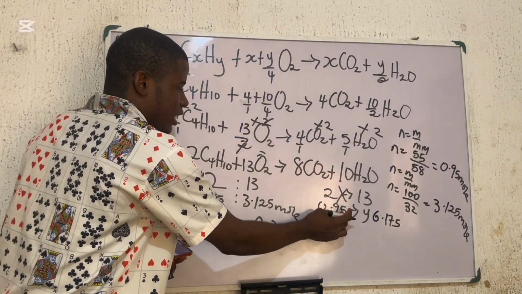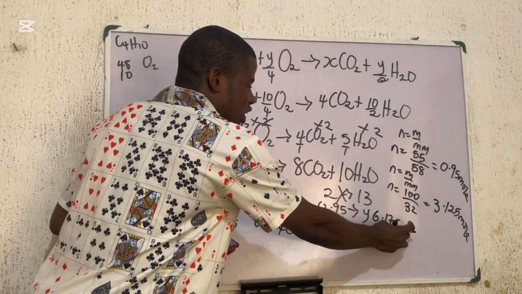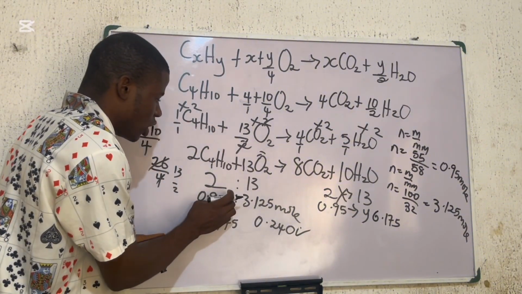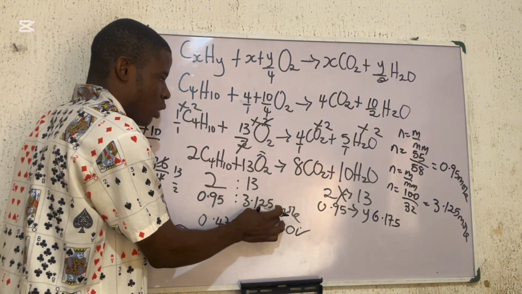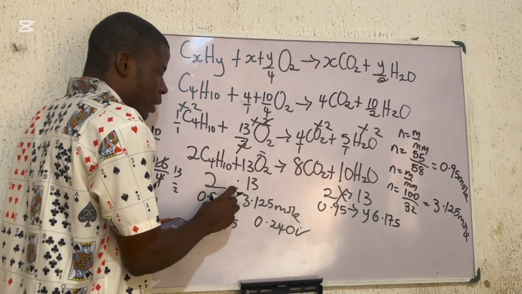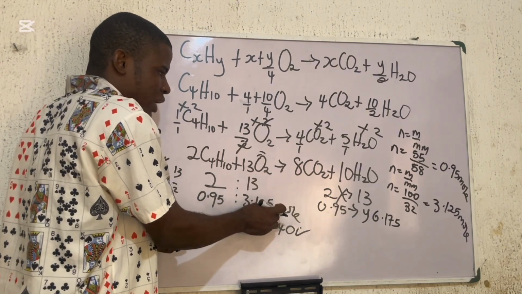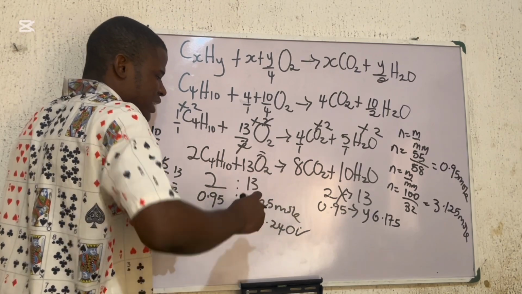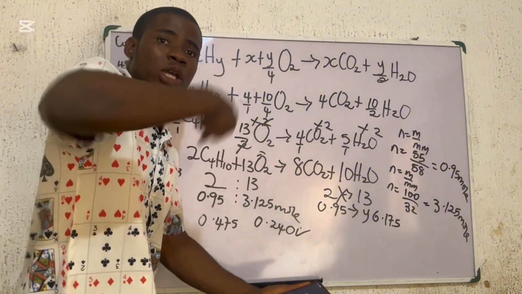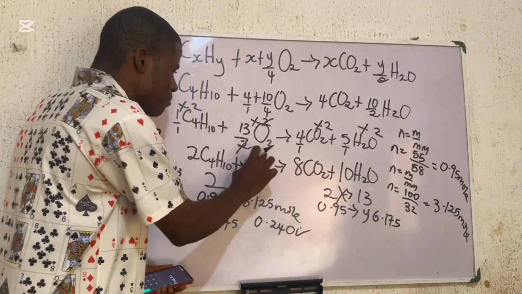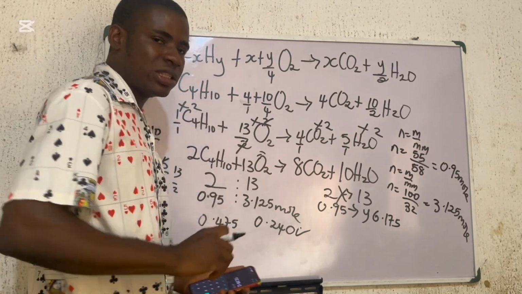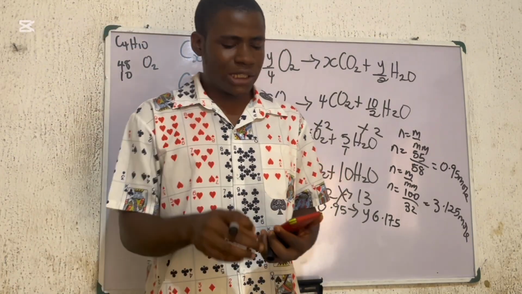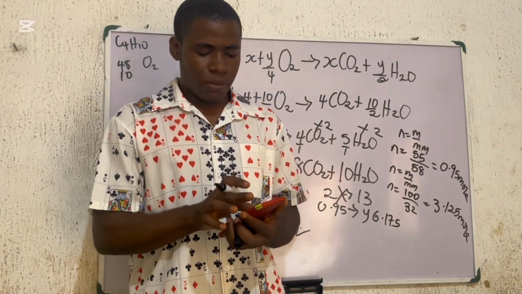You can see that 0.95 mole of butane is meant to react with 6.175, but they gave us 3.125. Since 0.95 needs 6.175 but they gave us 3.125, it means that this 3.125 will be used up first. That makes oxygen the limiting reagent, and butane the reagent in excess. I hope you understand what I mean.